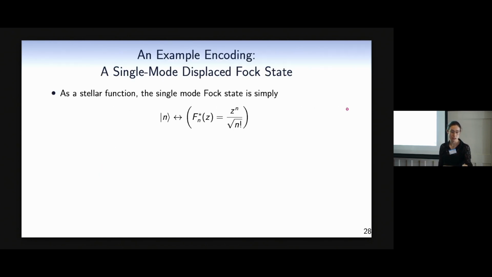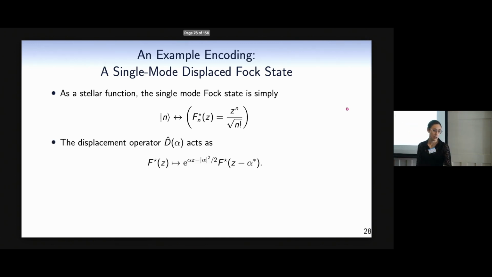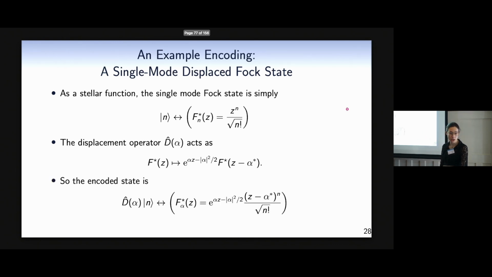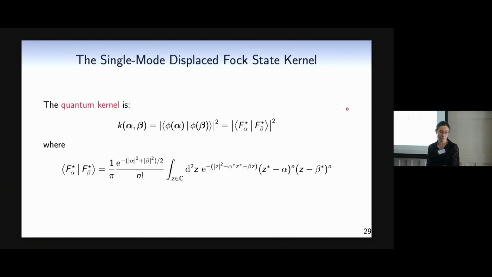A single mode Fock state is simply this function here. The displacement operator is going to apply that Gaussian and shift your origin. So our encoded state is simply this function here. And our quantum kernel is the inner product of those two states, or this integral.